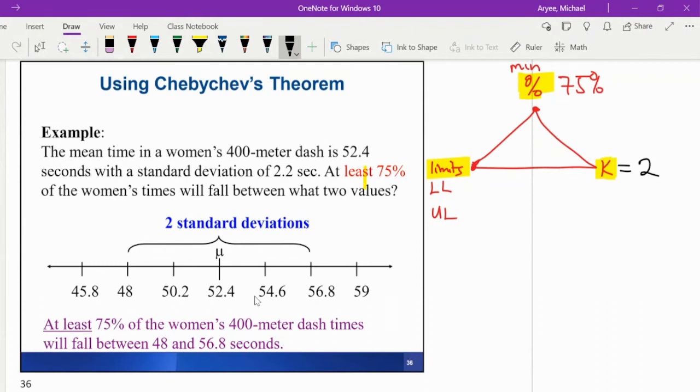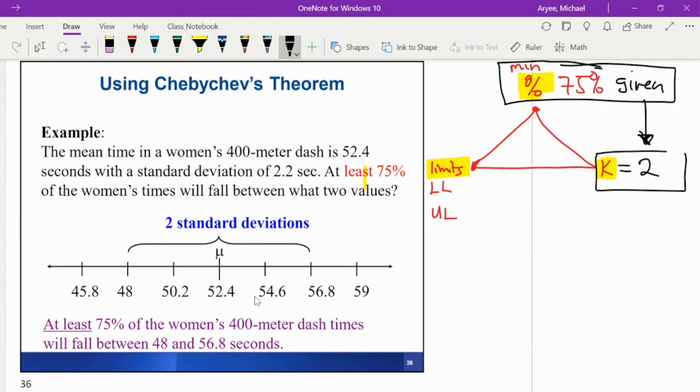If the percentage is 75, this is given, then you can imply that because it is Chebyshev, which in general is for any distribution, the K is 2. Now, when you have the K, you can use the K to find the limit.